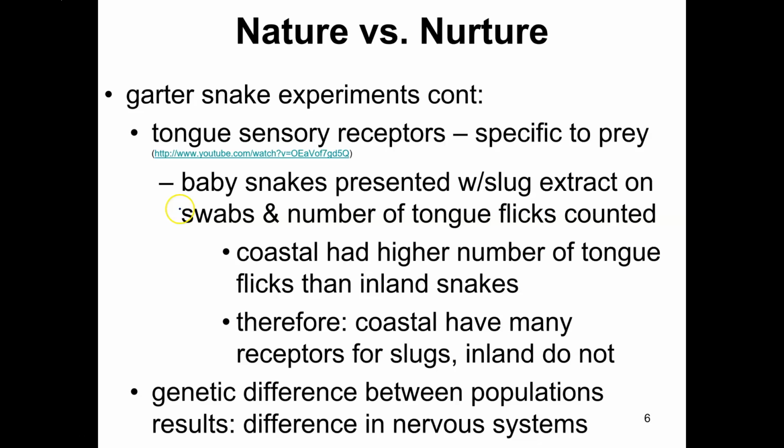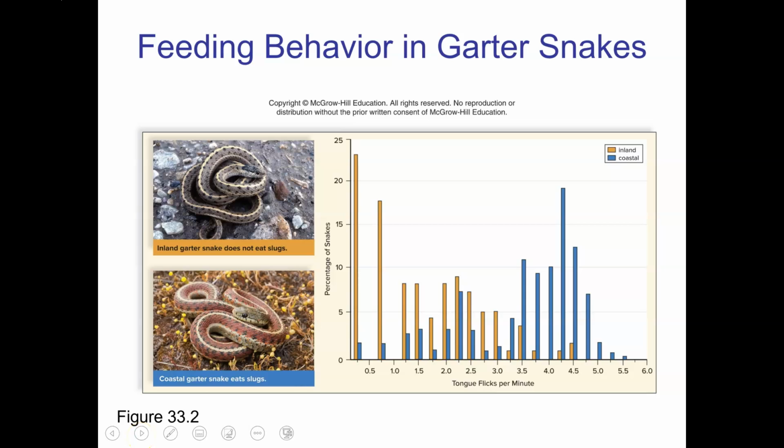So baby snakes were presented with slug extract on a swab, and then they counted the number of tongue flicks. The coastal snakes, the ones that actually ate the slugs, had a higher number of tongue flicks. So they thought, okay, maybe that's the difference. And it is. Let me go here.